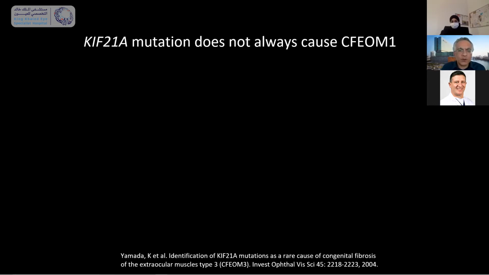Now, KIF21A mutation does not always cause CFEOM1. It can cause other phenotypes. CFEOM1, again, is defined as infraducted eyes that cannot reach the midline with exotropia, ptosis, ophthalmoplegia, and very often adduction on attempted upgaze. That's the phenotype of CFEOM1. CFEOM that doesn't fit into that category is called CFEOM3.